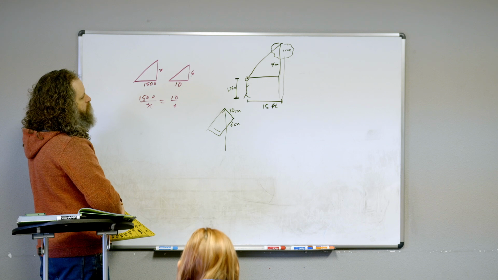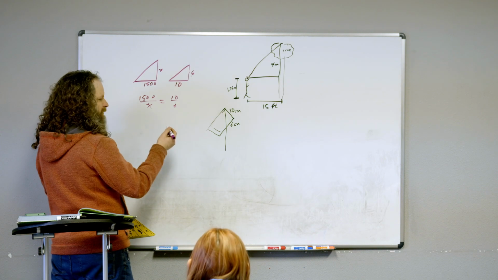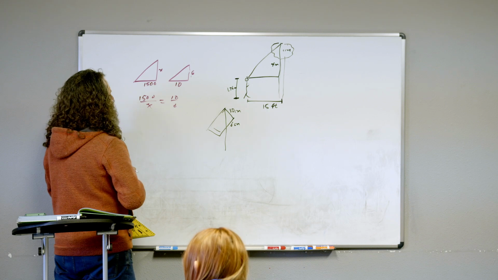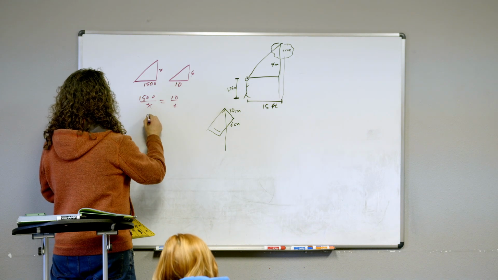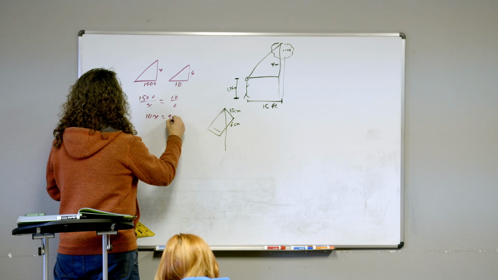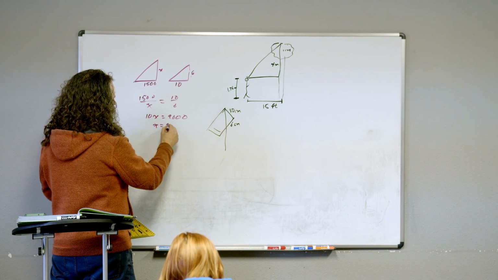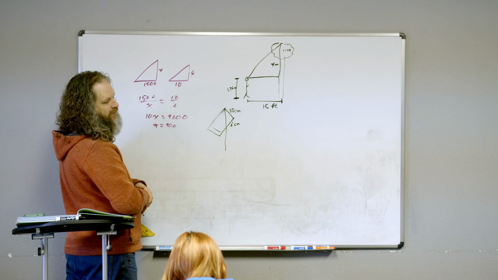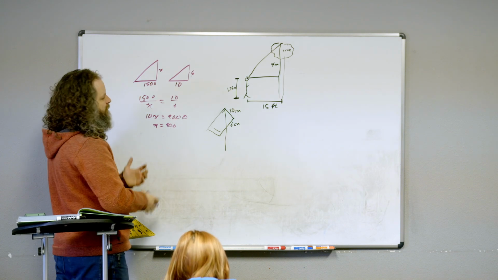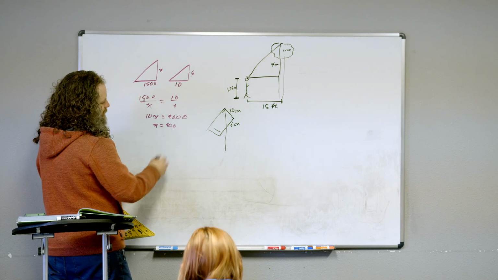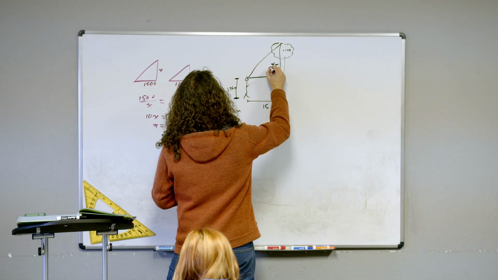Something big. It's 9,000. So 10x equals 9,000. Divide by 10. X equals 900 what? Centimeters, because we put it in centimeters. So put it back to meters. So this is 9 meters.